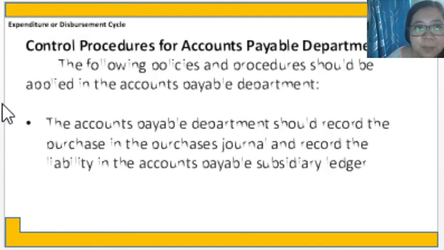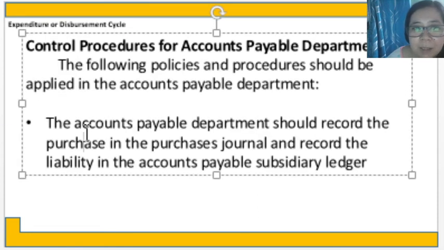The accounts payable department should also record the purchase in the purchases journal. Again, this is a form of special journal where all the credit purchases are recorded, while cash purchases will be recorded under the cash disbursements journal. So please try to recall your special journals.